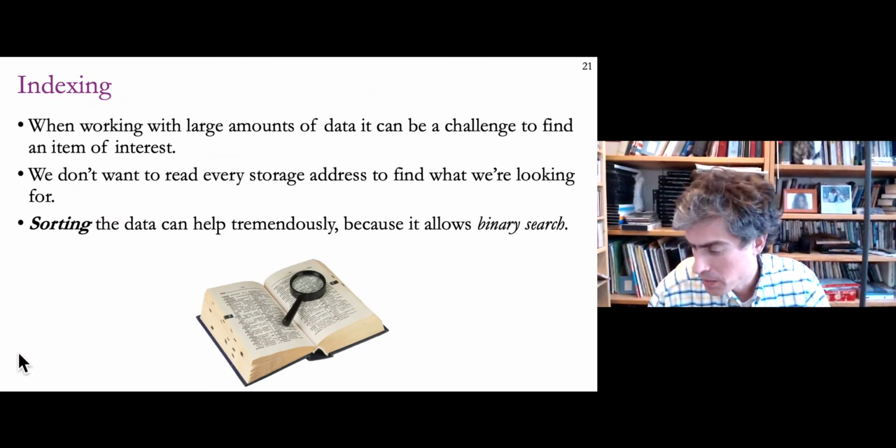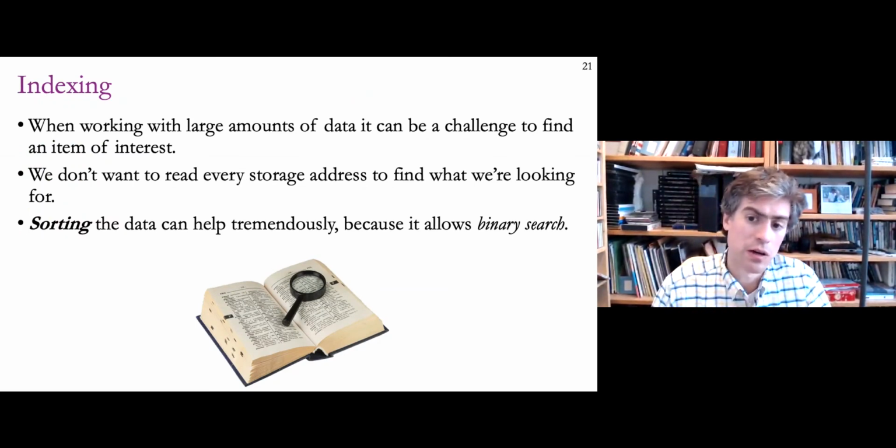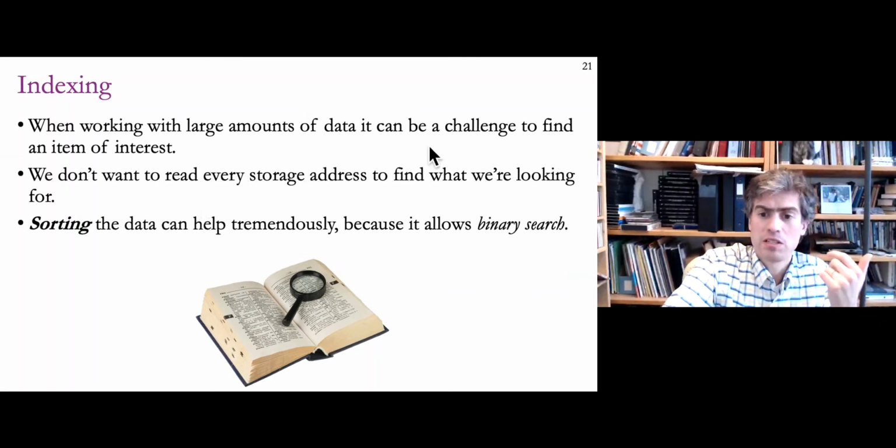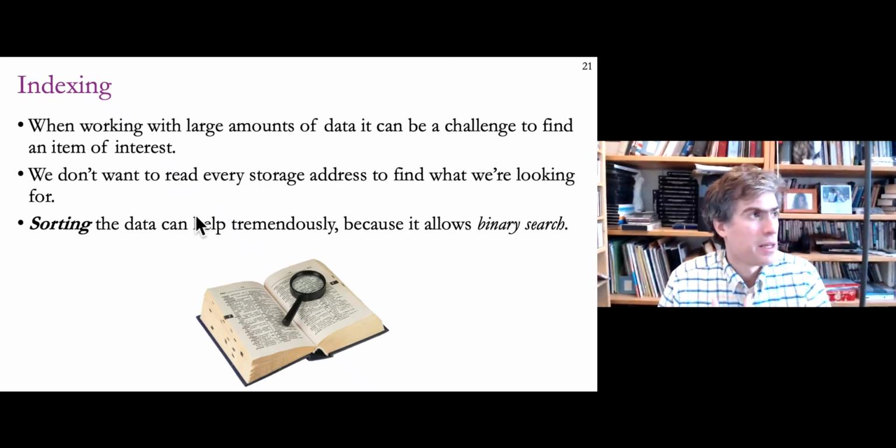Now, indexing is something relational databases do really well, and again, better than file systems. Just to introduce this topic in a few slides, when you're working with large amounts of data, it can be a challenge to find an item of interest. You want to be able to efficiently find it. This is one of the key topics in data structures and algorithms in general, right?